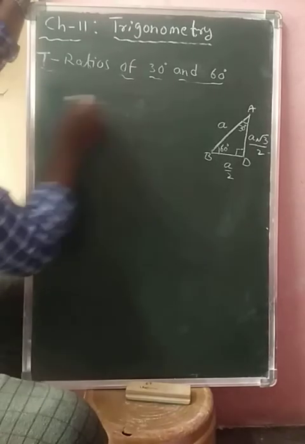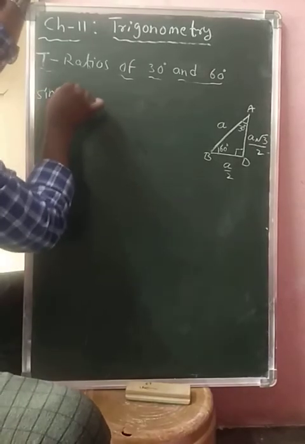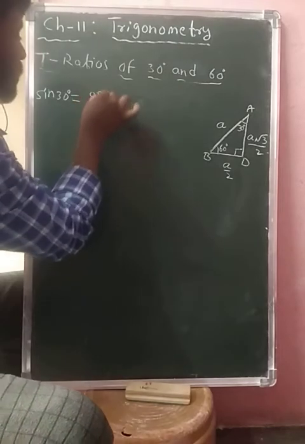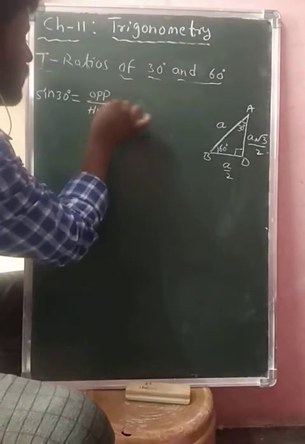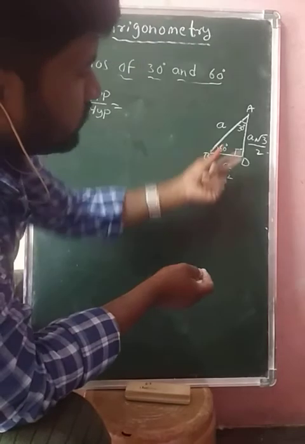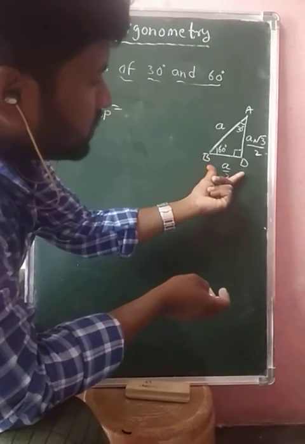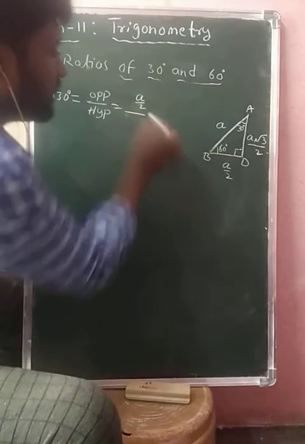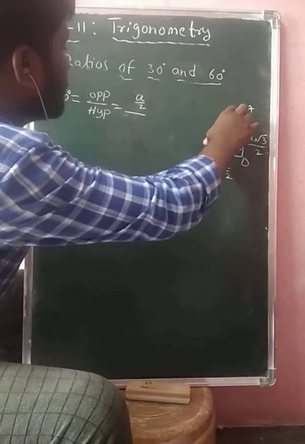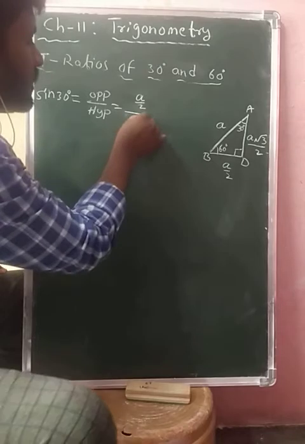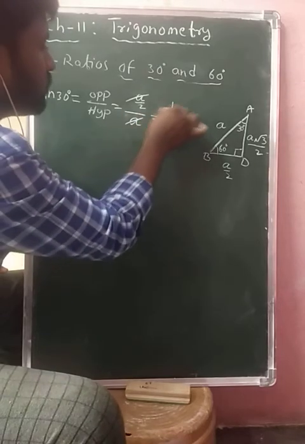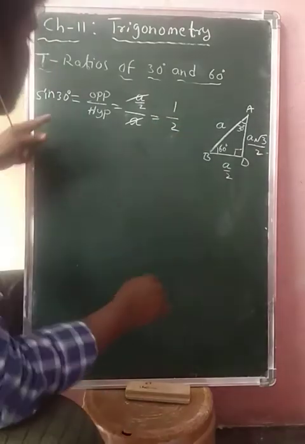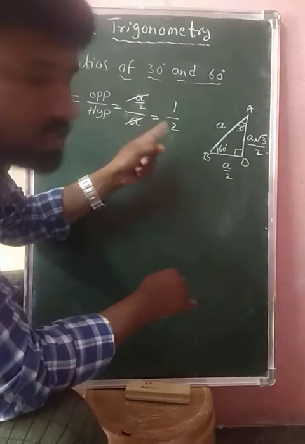First of all, I am finding sine 30 degrees. In the sine ratio, it is the length of the opposite side by the length of the hypotenuse. For 30 degrees, which is the opposite side? The opposite side is BD. That means A by 2 by the length of hypotenuse, that is A. So A cancels, that is 1 by 2. And sine 30 degrees is equal to 1 by 2.